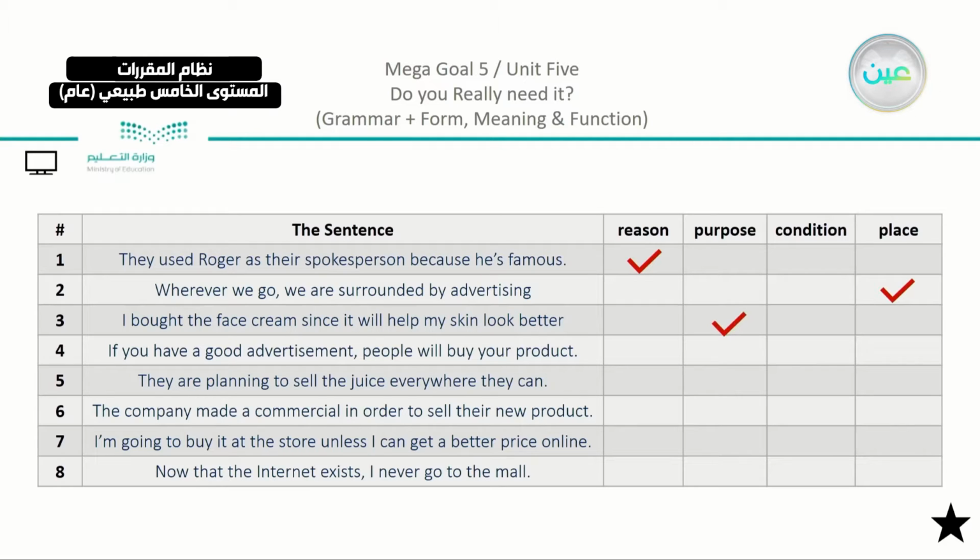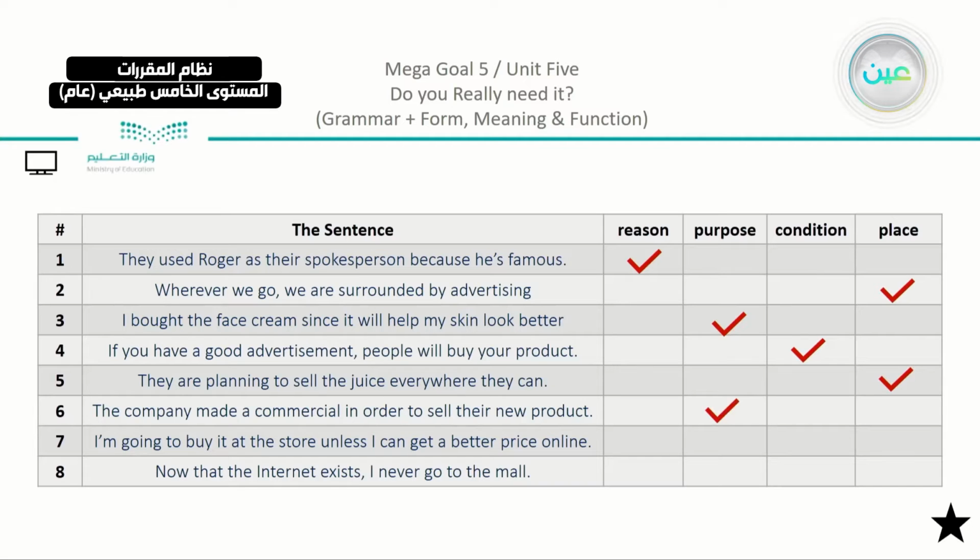If you have a good advertisement, people will buy your product, which indicates here condition. They are planning to sell the juice everywhere they can. We have here everywhere. Place. The company made a commercial in order to sell their new product. So we have here why. Why did they make a new commercial? There's purpose, in order to sell a product.